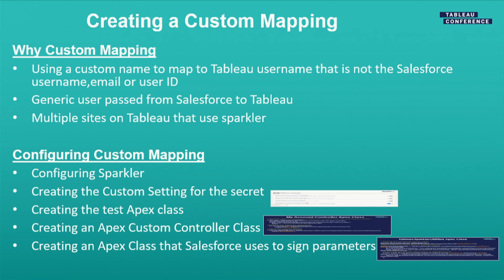And then you also want to have your multiple sites on the Tableau that use Sparkler. How do you control all those things? So that custom mapping will allow you to control this. How do we configure the custom mapping? We first configure Sparkler. There is a Sparkler setting called ts.signedentity, which we looked at in our previous slides, the XML file where we were passing. So there we have to put signed entity. Then we are going to create the custom setting for the secret.